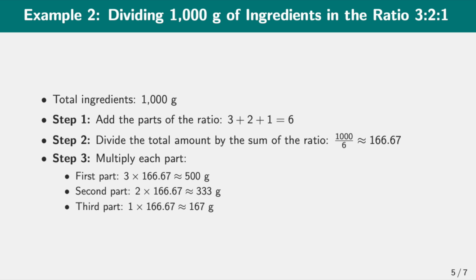So the first part gets 3 times 166.67, giving us approximately 500 grams. The second part is 2 times 166.67, which is about 333 grams. And the third part is 1 times 166.67, so around 167 grams.